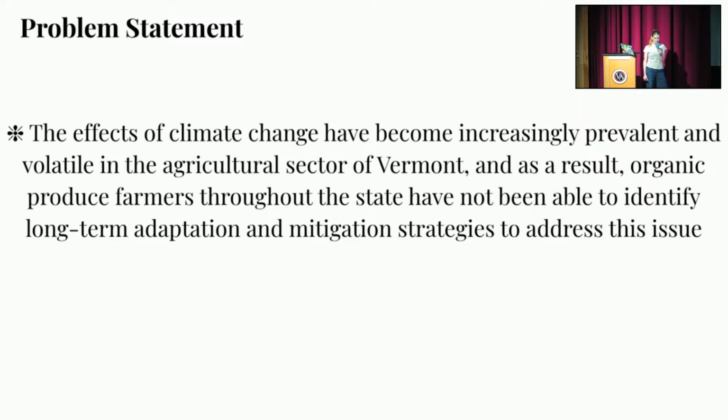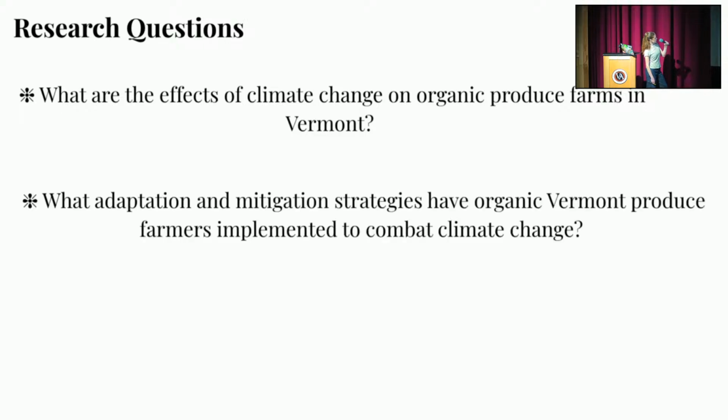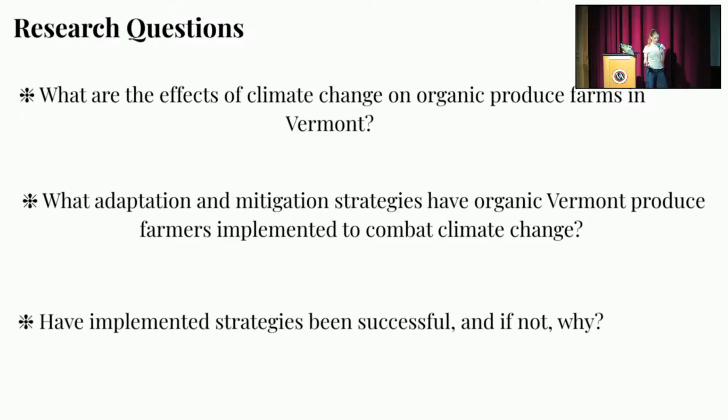Though agriculture is well established throughout the state, the prevalence in the future is not. This led me to the development of my problem statement, which is the effects of climate change have become increasingly prevalent and volatile in the agricultural sector of Vermont, and as a result, organic produce farmers throughout the state have not been able to identify long-term adaptation and mitigation strategies to address this issue. From there, I developed 3 primary research questions to guide the trajectory of my research. What are the effects of climate change on organic produce farms? What strategies have been implemented by farmers? And finally, how successful have these strategies been? If so, why? And if not, why aren't they successful?